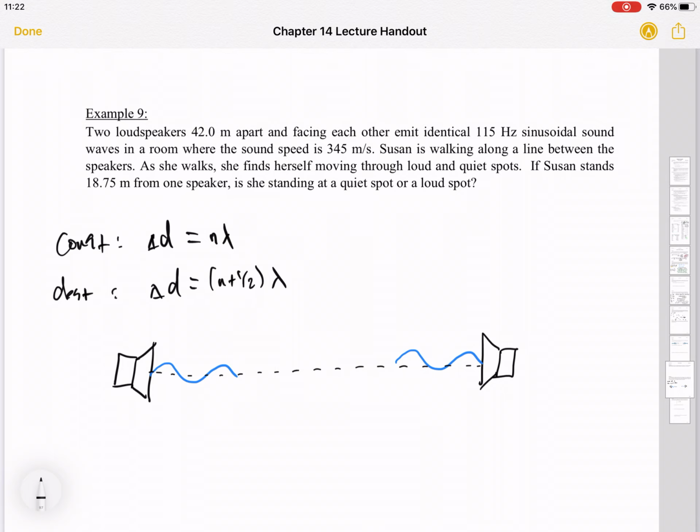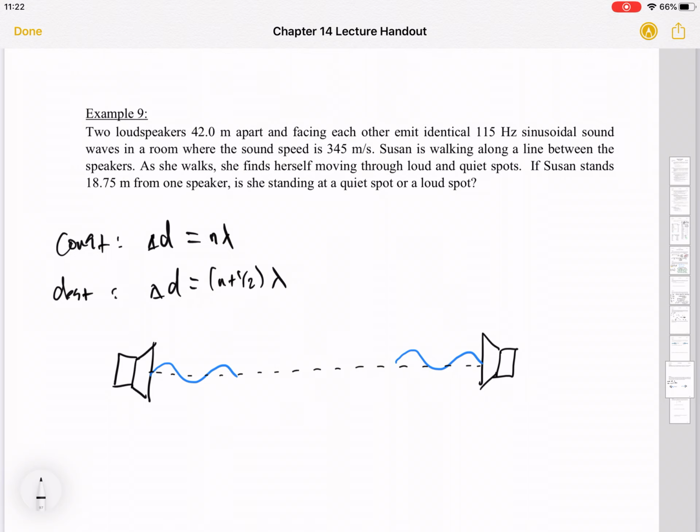There. So they're in a line. Susan's walking along this line. As she walks, she finds herself moving through loud and quiet spots, right? Because the path length difference will be an integer number of lambdas, and then an integer plus a half, and then an integer, and then an integer plus a half, as she walks along this line.